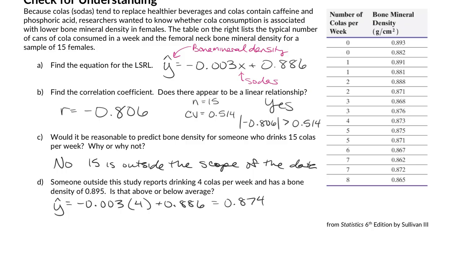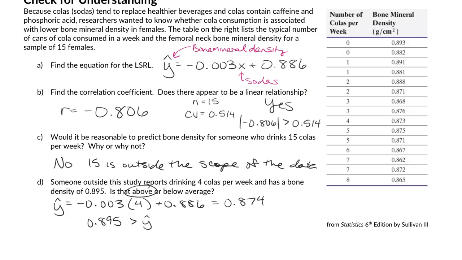That's my average based on the least squared regression line. So comparing it to this data that the person actually reported, is that the actual data above or below average? Above average. This is the average. So the data point that I was given was 0.895. That one is bigger than the y-hat predicted value. So the person who reported 4, 0.895 is above my average, because my average is the trend line.